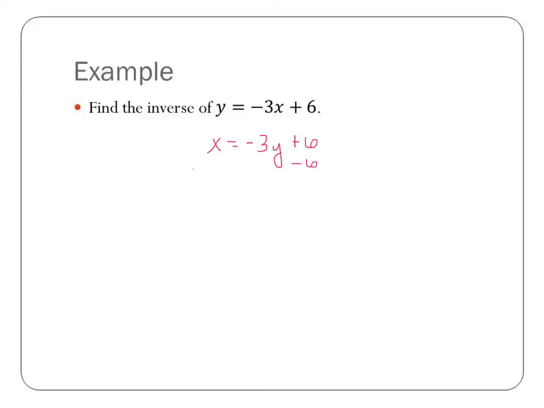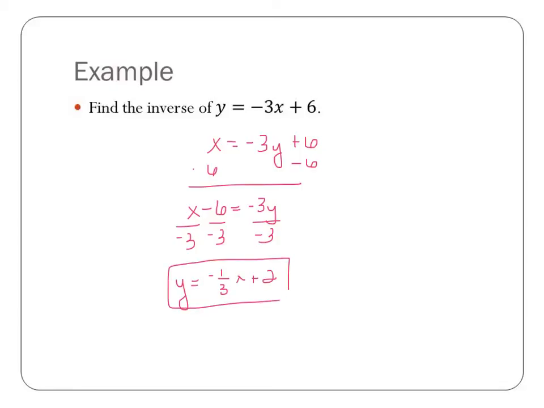So subtract 6. X minus 6 equals negative 3y. Divide by negative 3, and I'm going to go ahead and flip it around. Y equals negative 1/3 x plus 2. So that is the inverse function written in slope-intercept form.